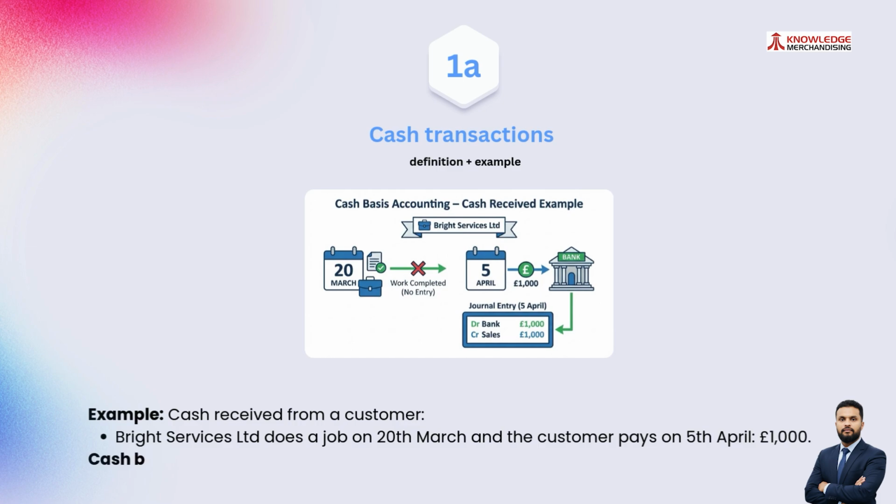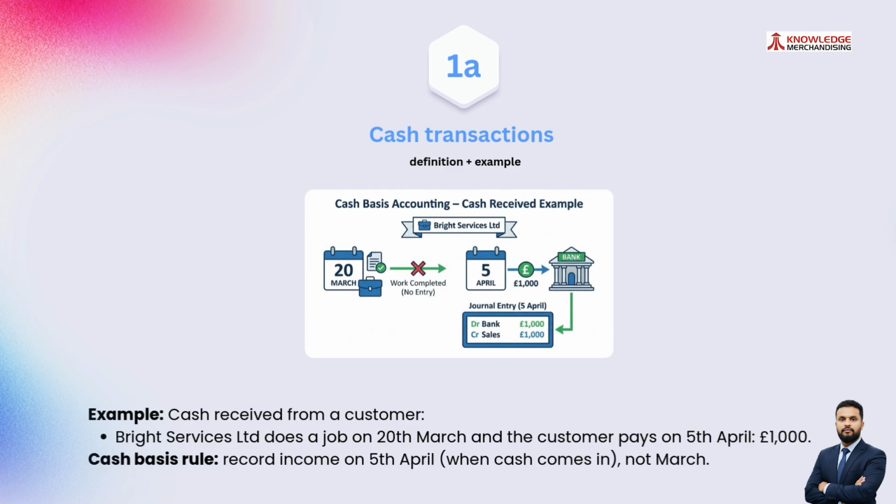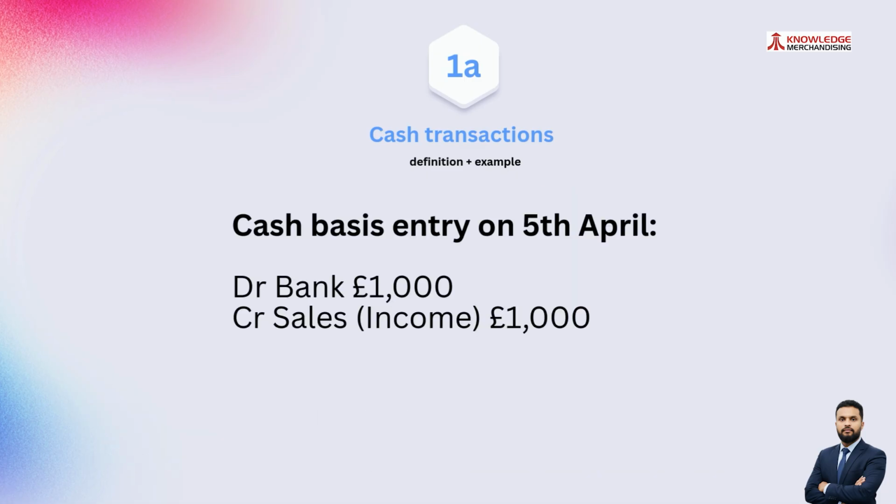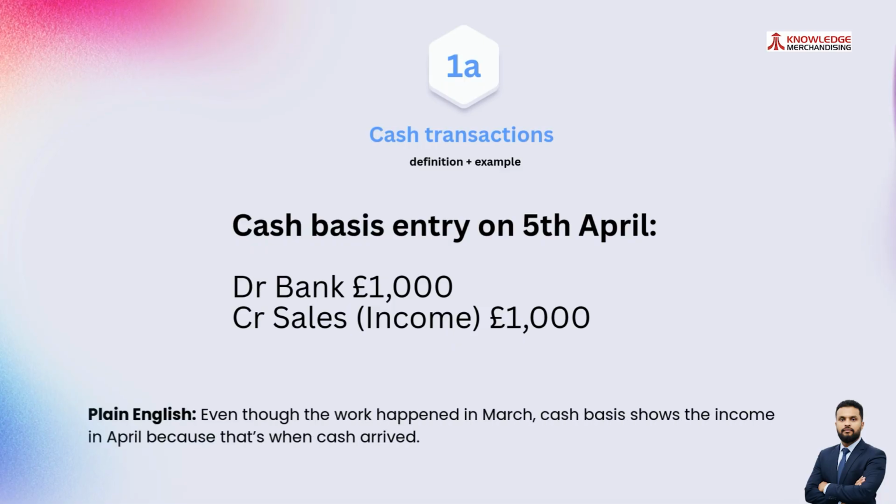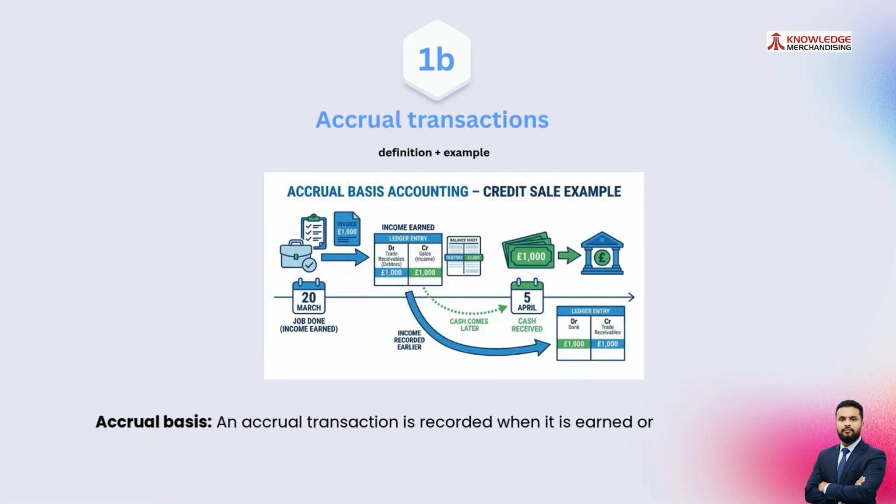Example, cash received from a customer. Bright Services Limited does a job on 20th March and the customer pays on 5th April, £1,000. Cash basis rule, record income on 5th April when cash comes in, not March. Cash basis entry on 5th April, debit bank £1,000. Credit sales, income £1,000. Even though the work happened in March, cash basis shows the income in April because that's when cash arrived.